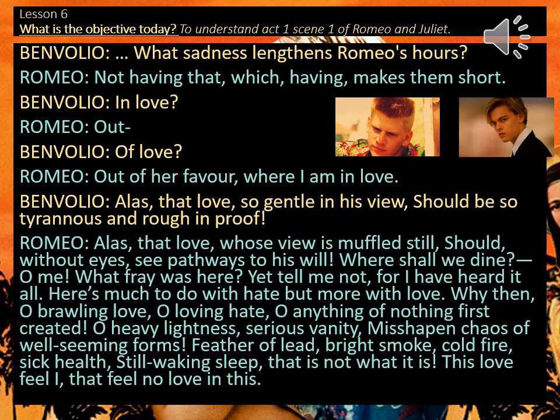And then Romeo gives this speech which is full of opposites. He says, alas, that love, whose view is muffled still, should without eyes see pathways to his will. Where shall we dine? And then he notices the blood, the evidence of the fight. O me, what fray was here? Yet tell me not, for I have heard it all. Here's much to do with hate, but more with love. And then he's back to that feeling of love that he has with Rosaline.